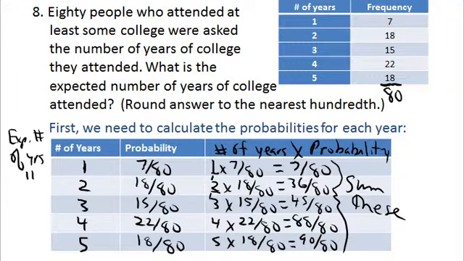When you add like fractions with like denominators, you just add up the numerators. And 7 plus 36 plus 45 plus 88 plus 90 is 266. So you get 266 80ths.